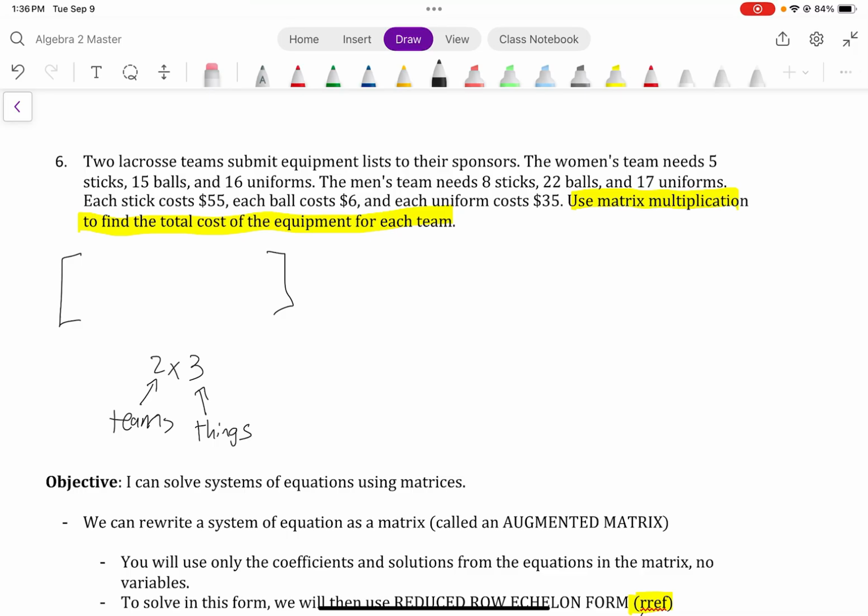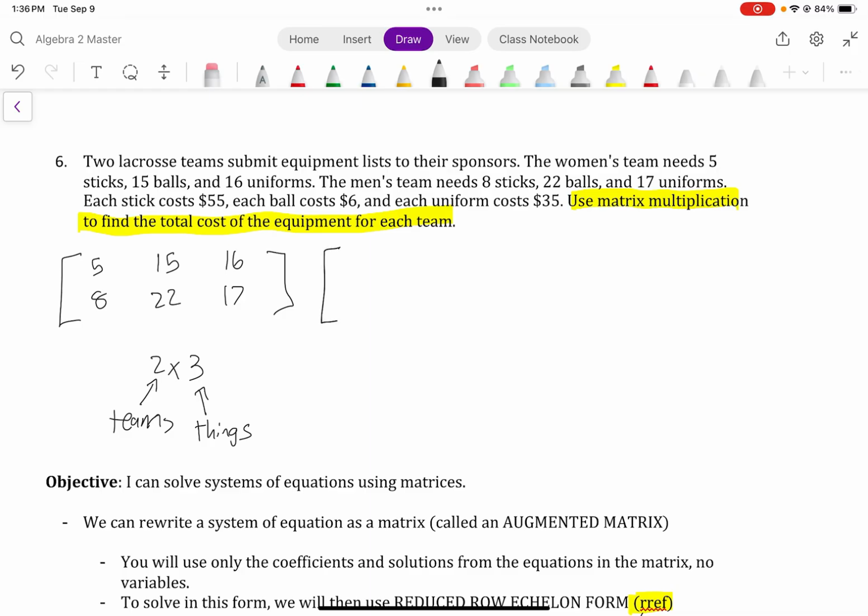All right, so the women's team I'm going to have as the top line just because they show up first. The men's team will be the second line because they showed up second. The women's team needed 5 sticks, 15 balls, 16 uniforms. The men's team needed 8 sticks, 22 balls, and 17 uniforms. It really doesn't matter the order that you put these things in as long as they are matching. So I had the women's team be line 1, men's team be line 2. You could have that flip-flopped. I had sticks first, balls second, uniforms third. As long as it's the same order in both of those rows, it doesn't matter. I put it in this order because that's how it showed up in the problem.